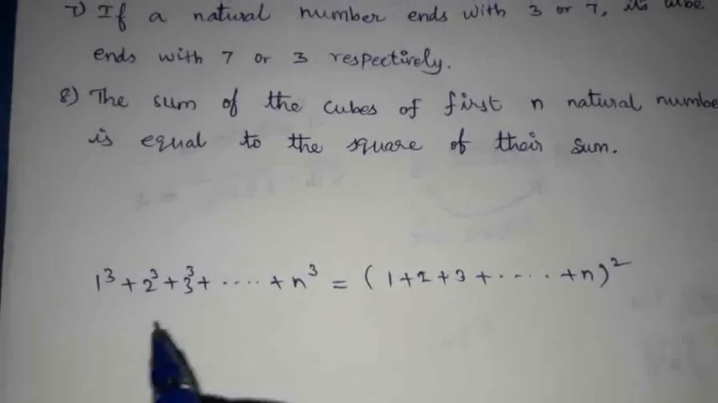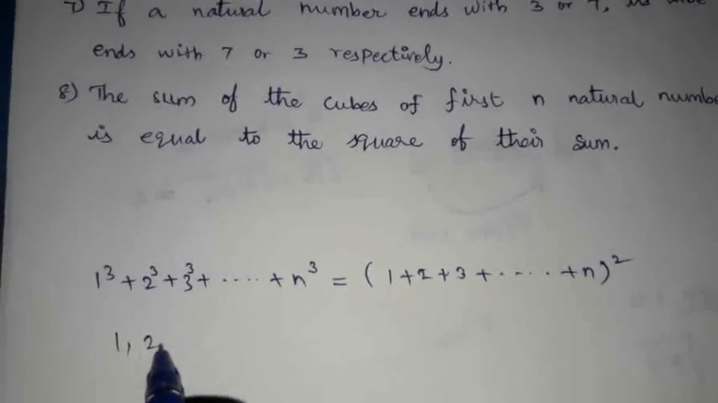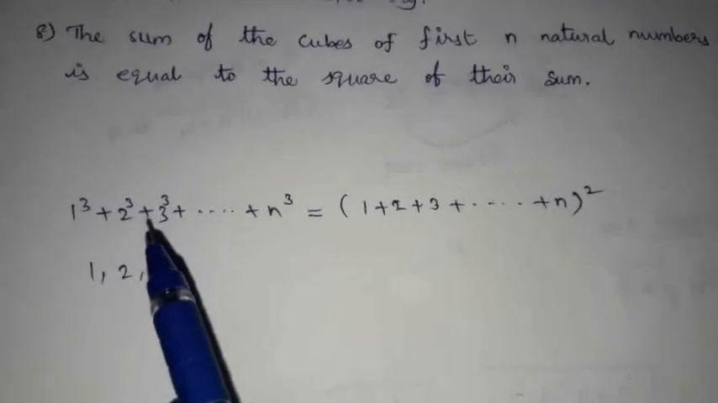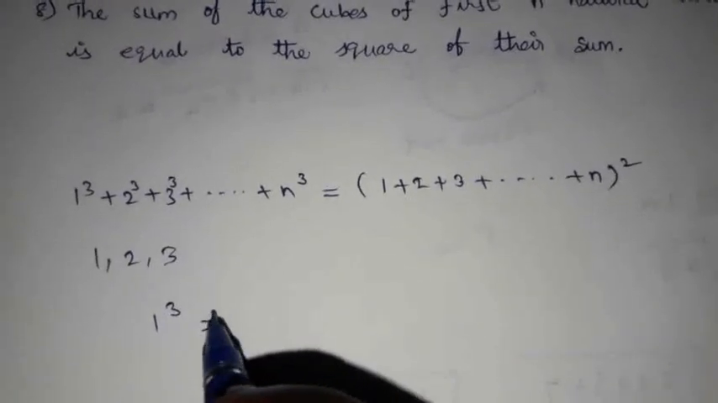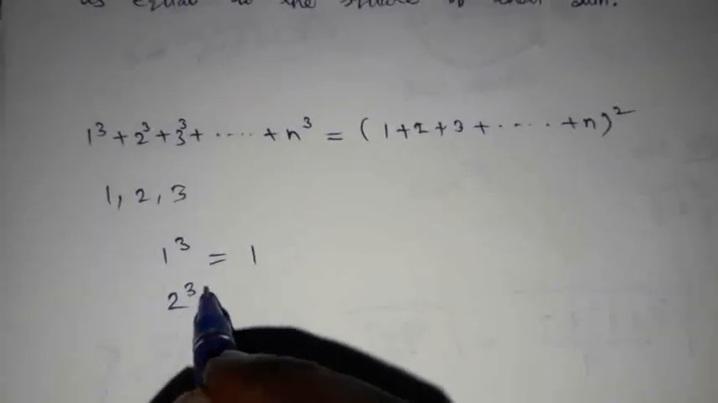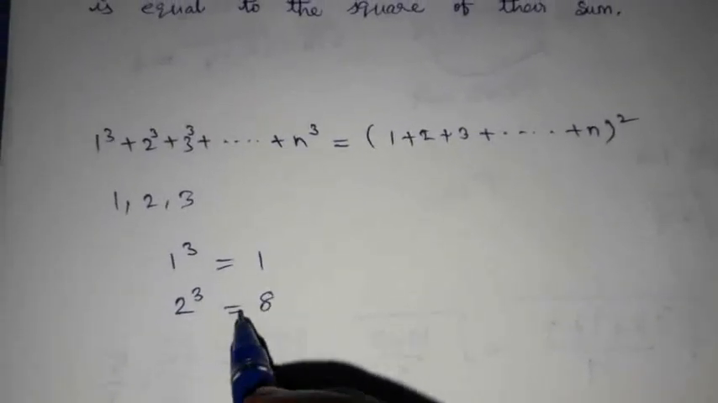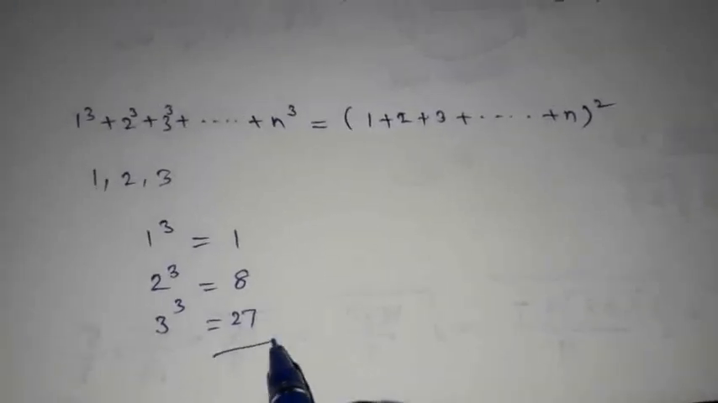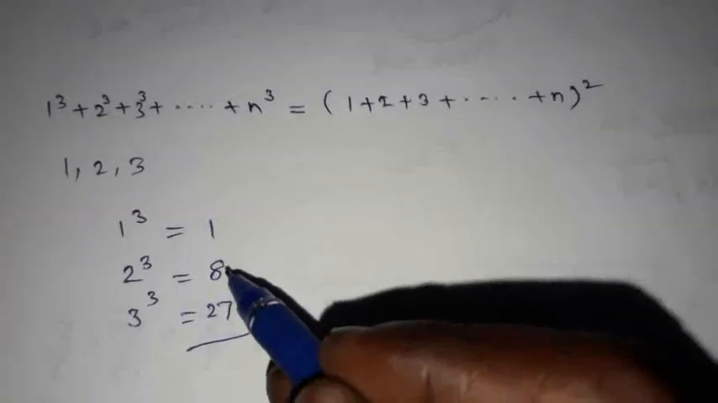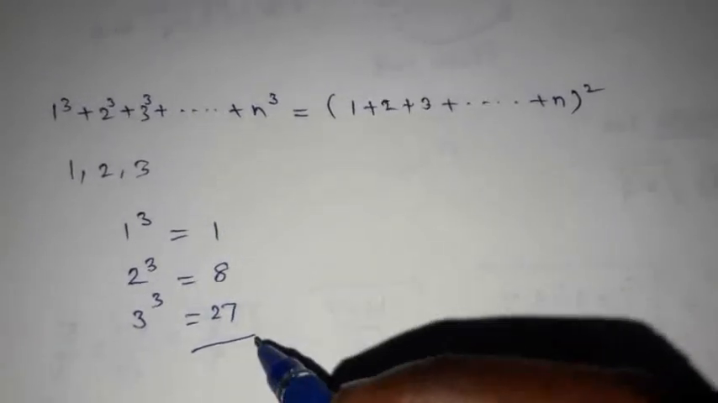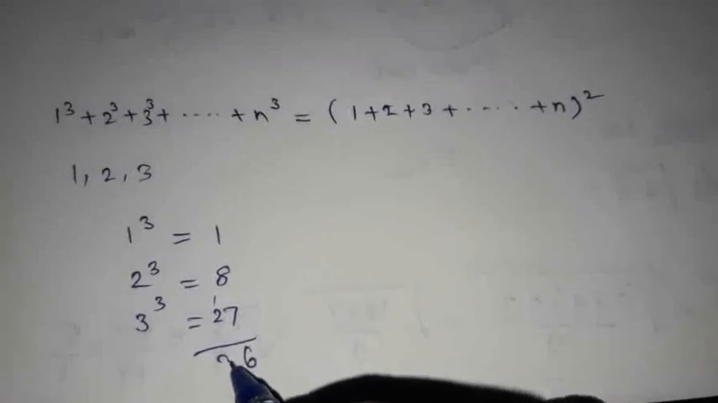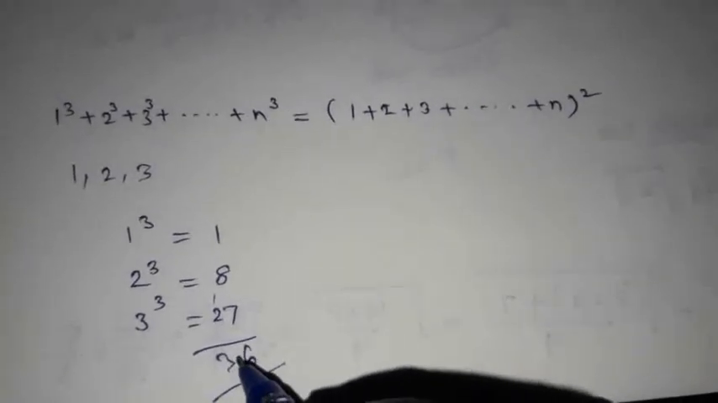Let us take the numbers 1, 2, 3. We are going to find its cube. 1 cube equal to 1. 2 cube equal to 8. 3 cube equal to 27. If we add these numbers, 7 plus 8 equal to 15. 15 plus 1 equal to 16. Remaining 1. 2 plus 1 equal to 3. So the answer is 36.